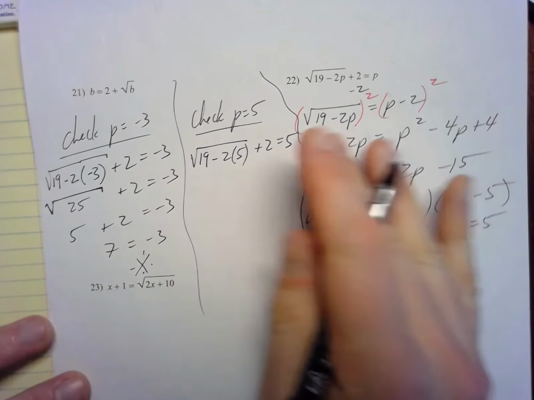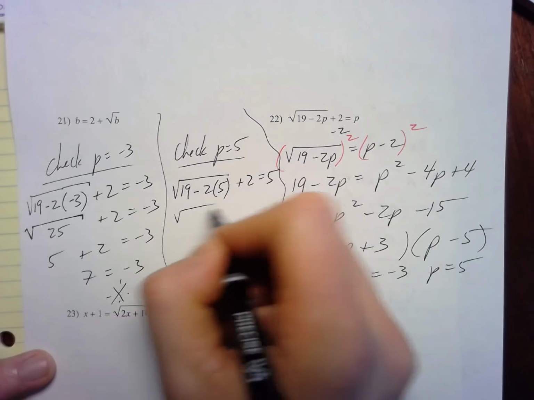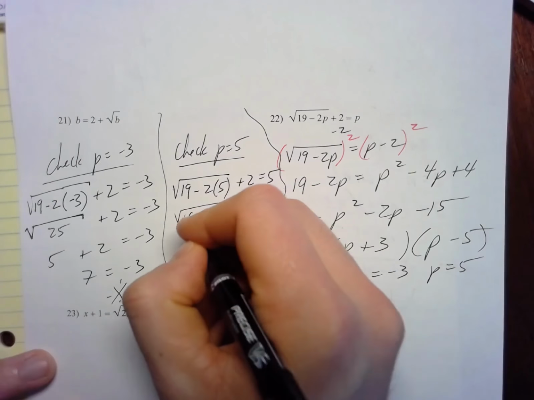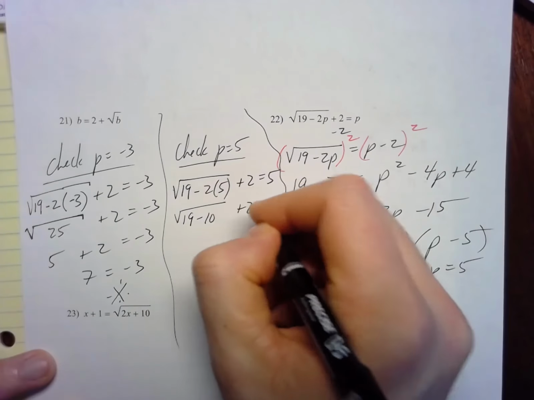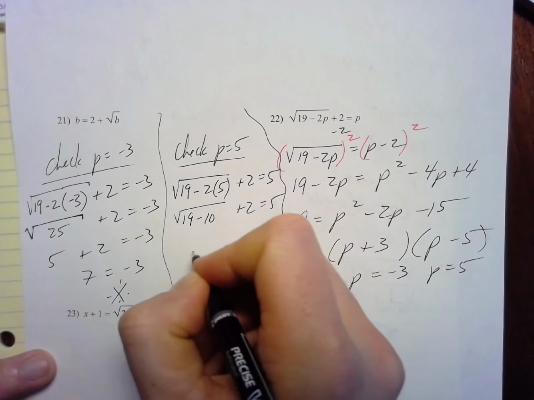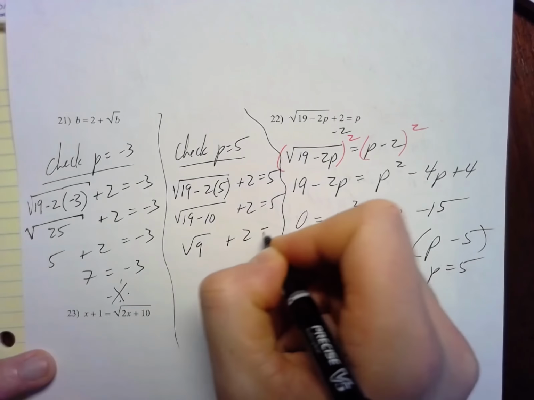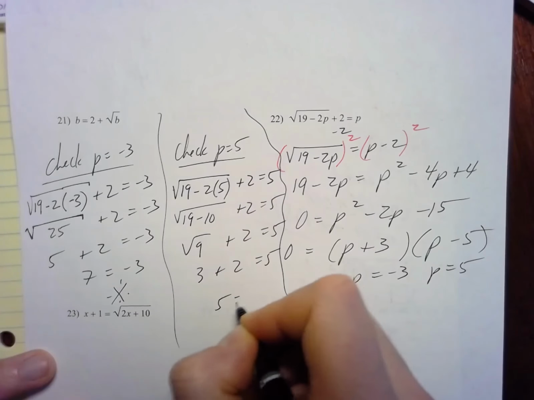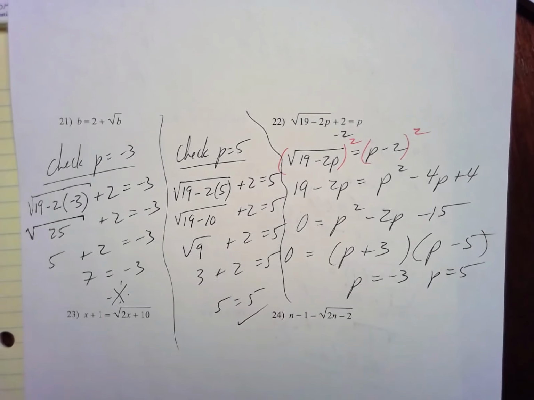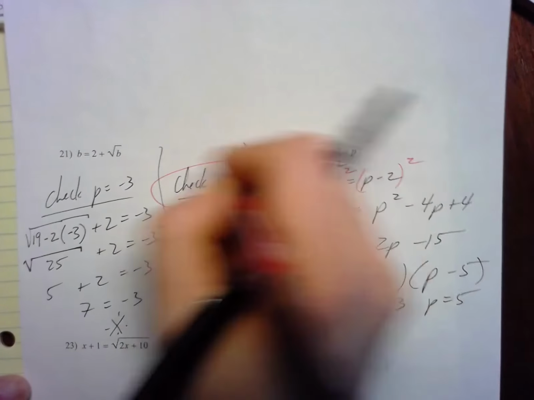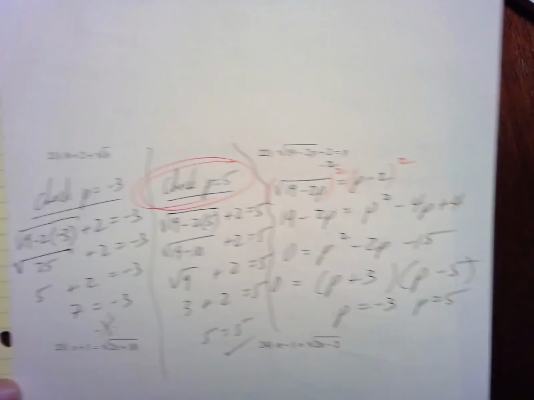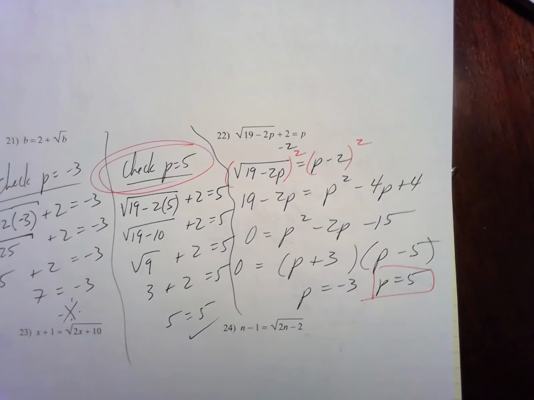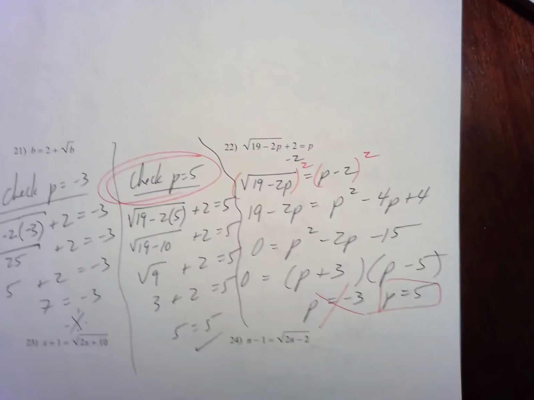Here we've got 19 minus 10 plus 2, and maybe you see where this is going. So this is the square root of 9 plus 2 equals 5. 3 plus 2 equals 5, so 5 equals 5. So that one's good. So p equals 5. That's our good solution here. P equals 5. This one is extraneous, so that one does not work.